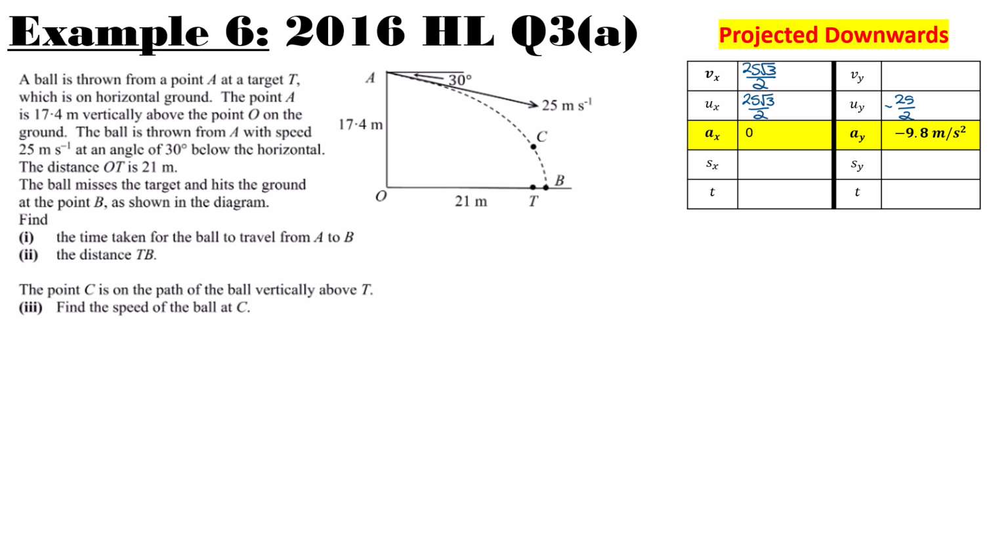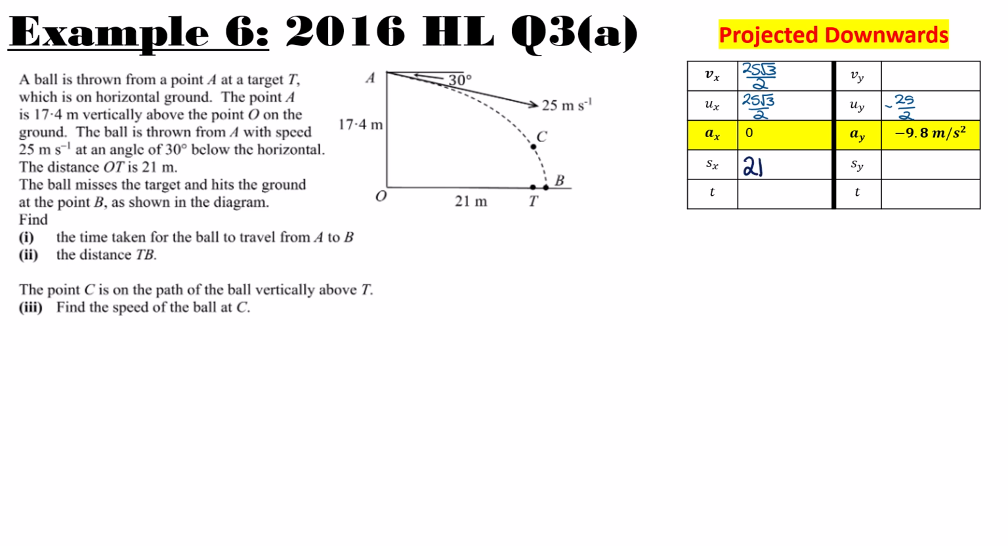So looking at part 3, the point C is on the path of the ball vertically above T. Find the speed of the ball at C. So what we're looking for is the velocity vector, but we need to understand what information we know about C. Now we don't know its height. But what we do know is its horizontal position is going to be the same as T, which means when we look at SX, we're talking about this being 21 meters as well.